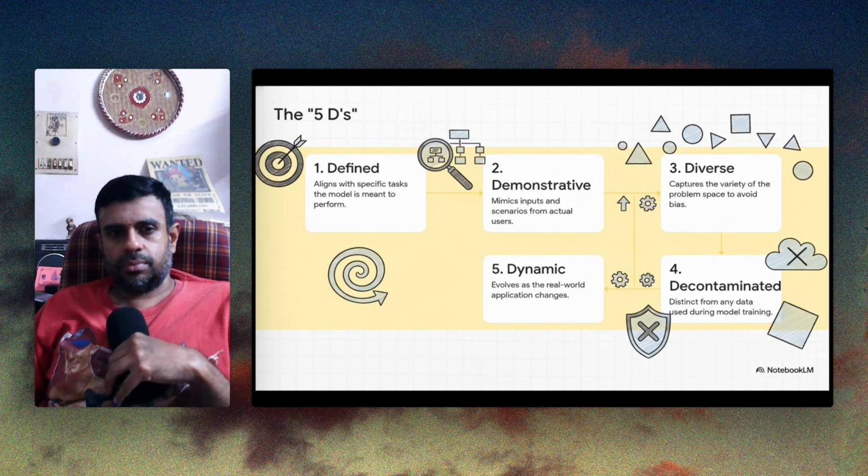Next, it has to be demonstrative of what real people will actually ask it. It also has to be diverse, covering lots of different topics and difficulty levels. Now, this next one, decontaminated, is absolutely critical. You have to make sure the AI hasn't already seen the answers in its training data. Otherwise, you're not testing how it thinks, you're just testing its memory. And finally, the dataset has to be dynamic, because let's face it, the world is always changing.